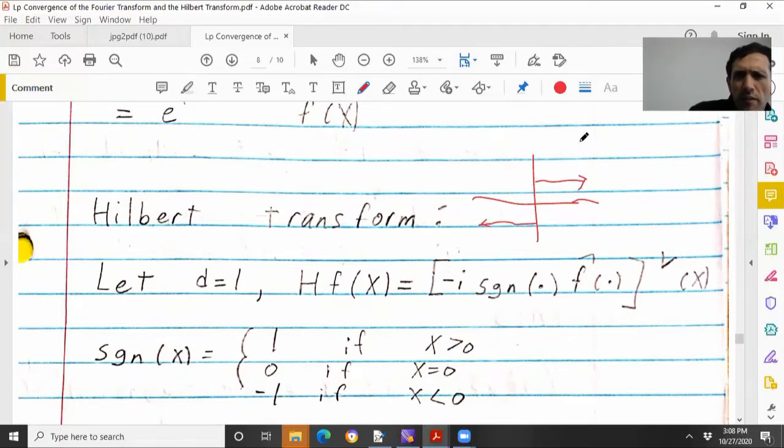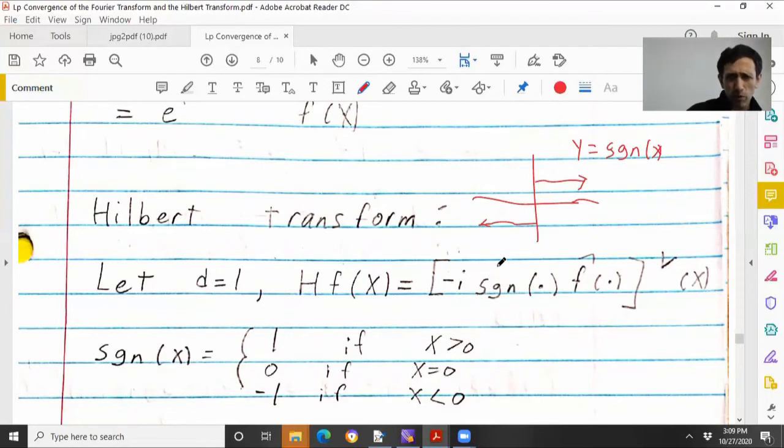So this is the graph of sgn(x). It's just 1 if x is positive, minus 1 if x is negative. All right, so let's multiply that and put in a minus i here.